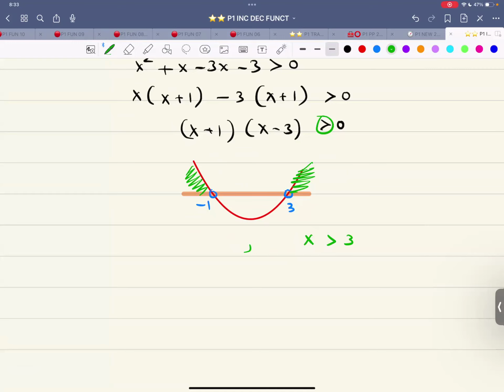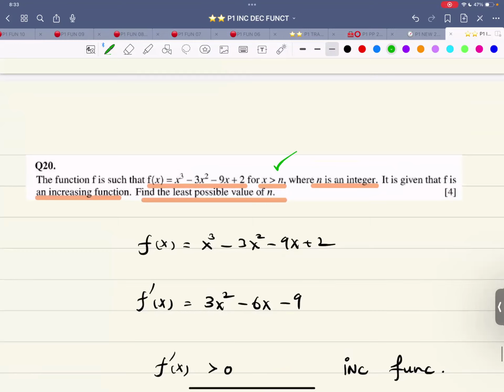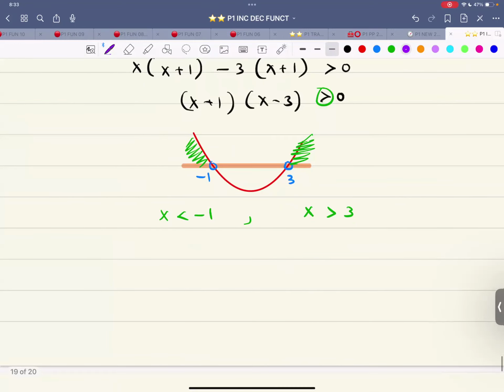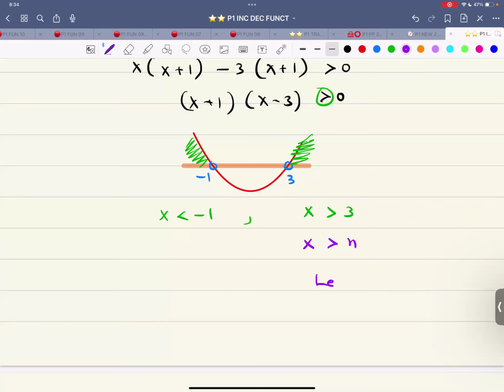x is greater than 3. x is less than -1. Now they are asking for this, x is greater than n. So this is like x is greater than n. It is true for all values greater than 3. So this is 3, 4, 5, all the way till infinity, out of which which is the least? So the least value of n is 3.